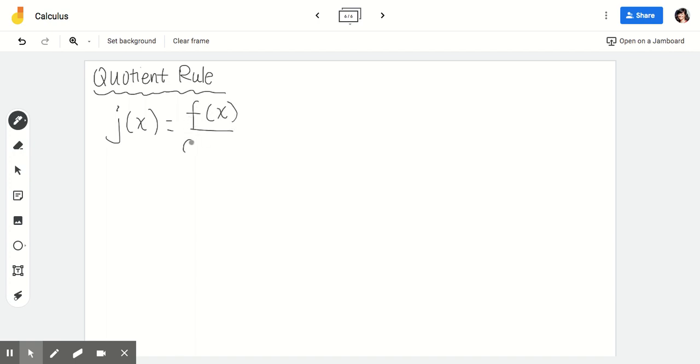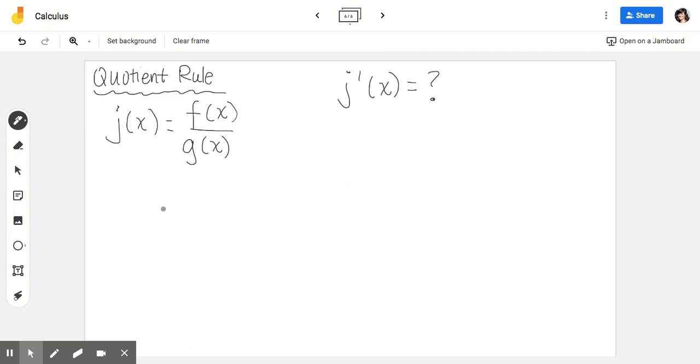Quotient is the answer to a division problem. So say you have two functions that are being divided and you want to find the derivative of those. So what we're going to do is write j of x, which is the function f of x divided by the function g of x. And our goal here is to figure out what the derivative j prime of x equals. Now, these steps here might not be exactly what you would have thought to do, but this will show you how the quotient rule works, where it came from.